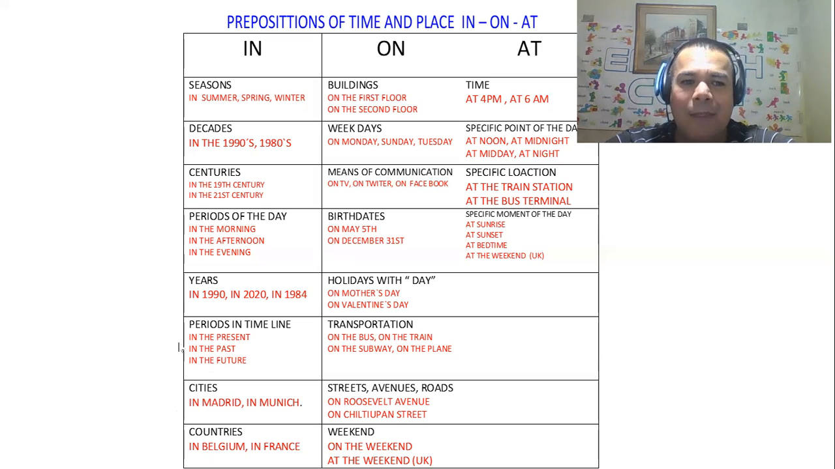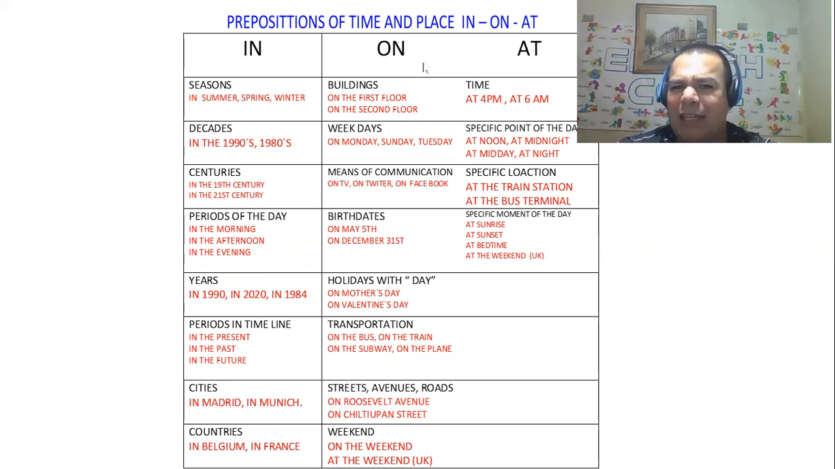Be careful in that. Next one, periods in timeline: in the present, in the past, in the future. Cities: in Madrid, in Munich. So that's the way that we use it for cities. For countries: in Belgium, in France. So guys, this is the way that we use the preposition of time and place in. These are the different examples that I can give you using this preposition, and these are the different categories that we use it for: seasons, decades, centuries, periods of the day, years, period in timeline, cities, and also countries.